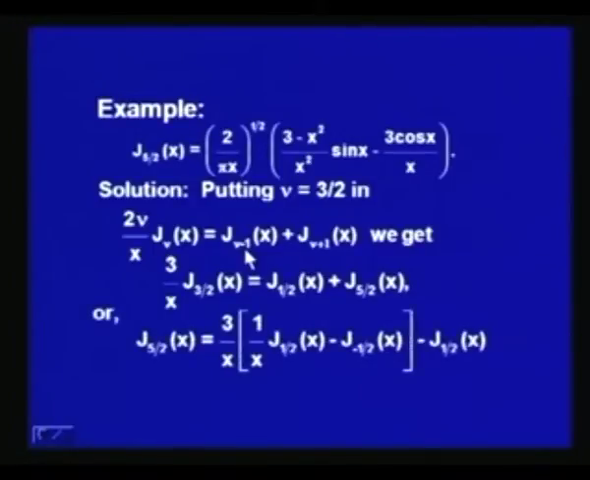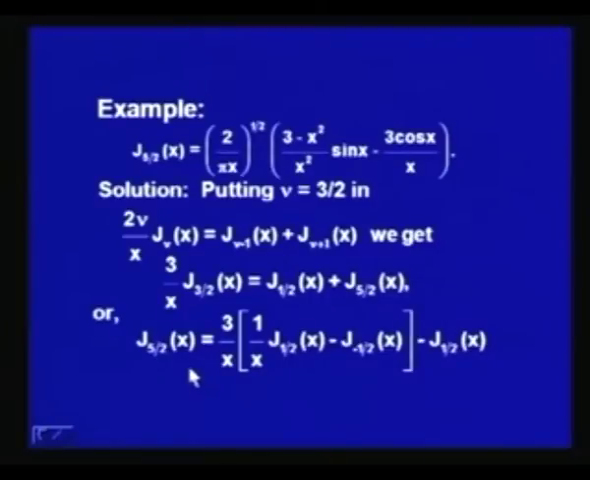So, making use of this recurrence relation and taking ν = 3/2, we get (3/x) J_{3/2}(x) = J_{1/2}(x) + J_{5/2}(x), or we may write J_{5/2}(x) = (3/x) J_{3/2}(x) - J_{1/2}(x). The value of J_{3/2}(x) will turn out to be, from this recurrence relation, taking ν = 1/2, (1/x) J_{1/2}(x) - J_{-1/2}(x).